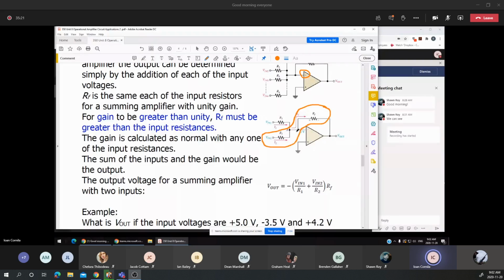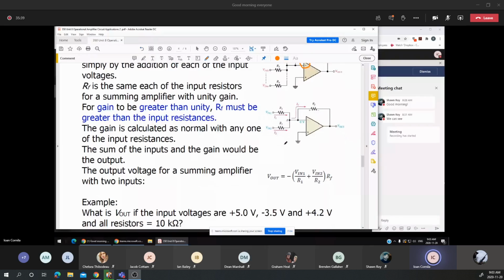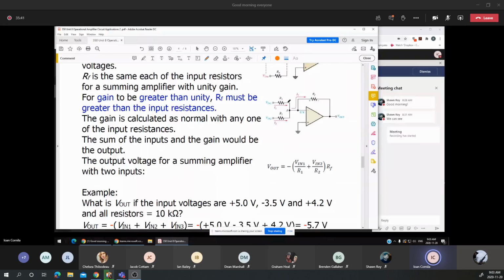and the same RF. You notice that the RF stays the same, it is the common resistance for all the other inputs. This means that I can calculate the total current IT as the sum of the two currents, replacing the currents with the voltage and resistance, V1 over R1 and V2 over R2. I can then find the output voltage from the input voltages, multiplied by RF.